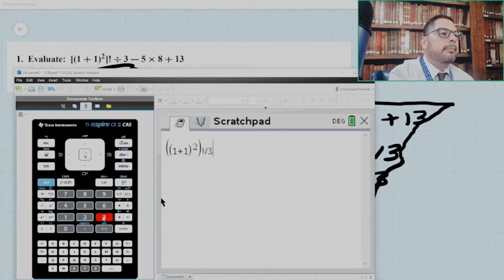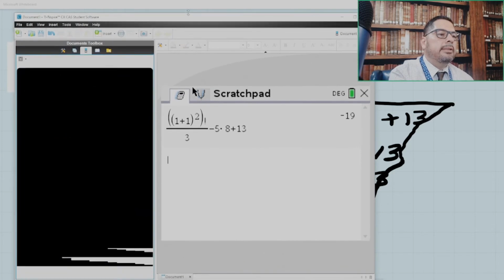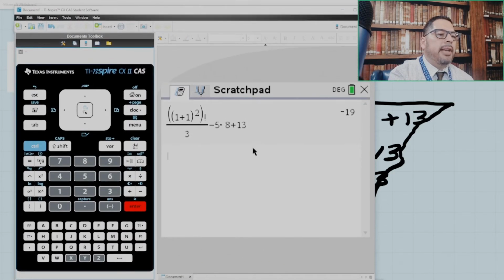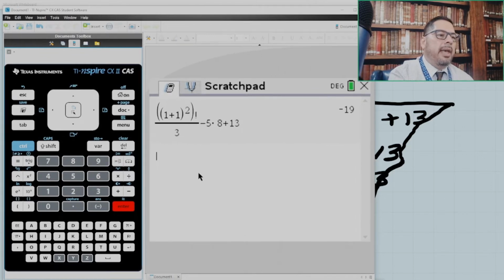3 minus 5 times 8 plus 13. And pushing enter should arrive at our negative 19 answer. And we push enter, and indeed it is negative 19. So that is how you'd use the calculator to punch in the order of operation prompts. Usually it's probably just much faster to do it in your head and get it done. All right, so order of operations, that was problem number 1 from UIL B, the year 2021.